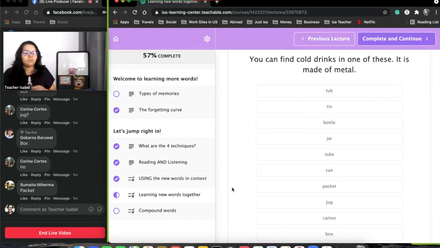So, can you find a cold drink in a tub, tin, bottle, jar, tube, can, packet, jug, carton, or in a box? Do you drink a tub of cola? Do you drink a tin of apple juice? I don't know. Packets. Let's see, let's see. What are we thinking?